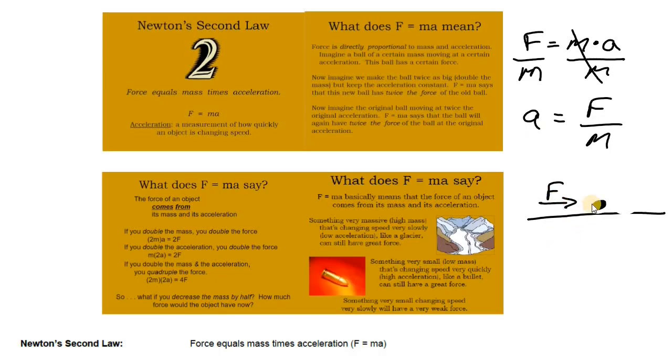And so that's basically what this is saying down here. Say if we have a force and we decrease the size of the mass, what's going to happen to the acceleration? Well, that bullet in this example here will have a lot greater acceleration because we reduced the size of the mass. And versus if we increase the size of the mass, have it be very big, like a glacier, what's going to happen to the acceleration? Well, it's going to have a lot less acceleration. And that's basically what Newton's second law is.